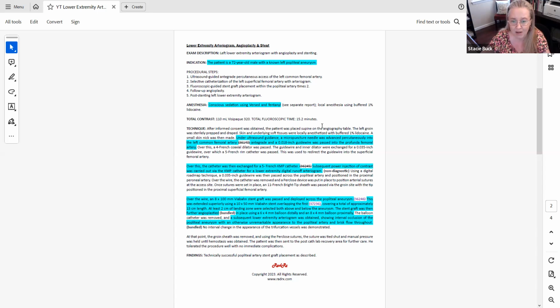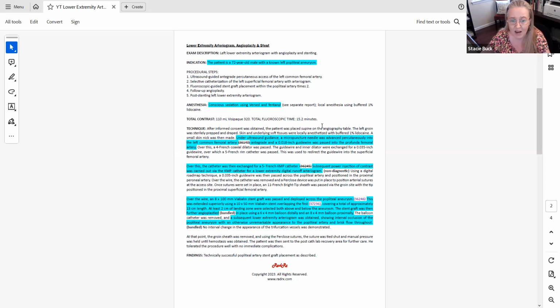So after the statement, the physician is mentioning positioning of the guide wire. Now, you're not going to code your catheterization codes based on positioning of the guide wire. You're going to code them based on positioning of the actual catheter. So you always want to make the distinction between the guide wire and the catheter placement whenever you're coding your reports. So in the second paragraph under technique, it says over this, the catheter was then exchanged for a KMP catheter.